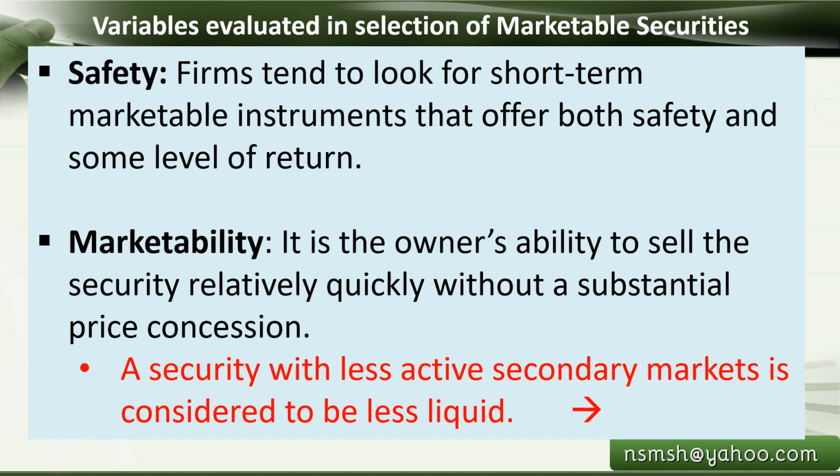And marketability. It is the owner's ability to sell the security relatively quickly without a substantial price concession. When there is no market, they cannot get sold relatively quickly, as any other inventory or other asset can be traded through secondary sources. A security with a less active secondary market is considered to be less liquid. Therefore, if there is a primary market and it is easily tradable quickly, it is highly liquid. So that is the one that we need to look for, and that is what we call marketability.